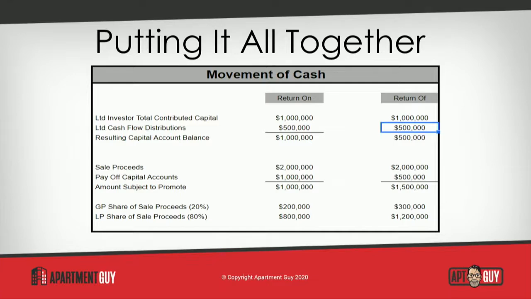The distribution in this example would be an 80-20 split, meaning the deal sponsor or the syndicator would receive 20% of the leftover profit, and the limited partner or the passive investor would receive the balance of 80%. So the GP or the syndicator would receive $200,000 in a return on example. They would receive $300,000 in the return of example.